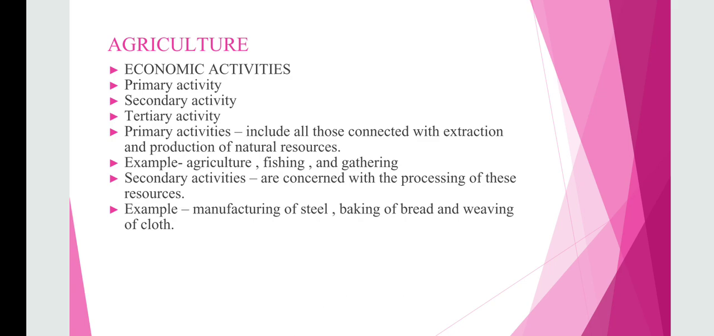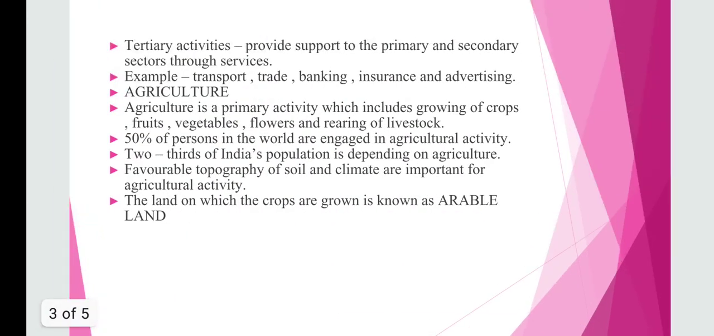So economic activities are classified into three: primary, secondary, tertiary. Primary includes all the activities concerned with extraction and production of natural resources. Secondary activity includes all the activities concerned with the processing of the natural resources which we got from the primary activity. And next we are going to look at tertiary activity.